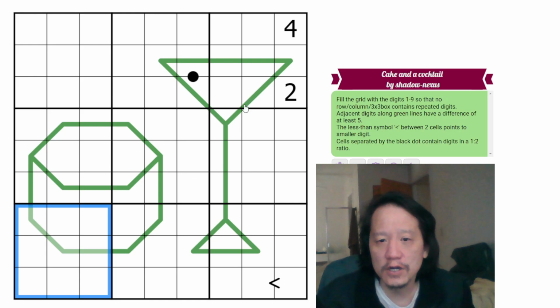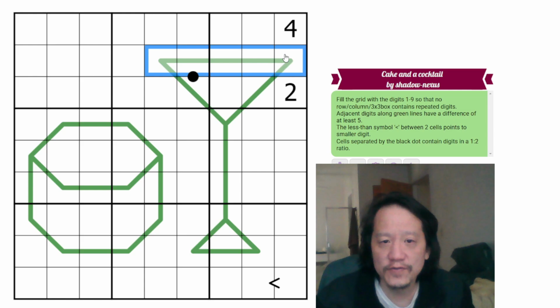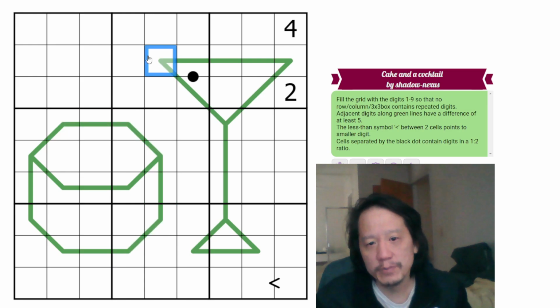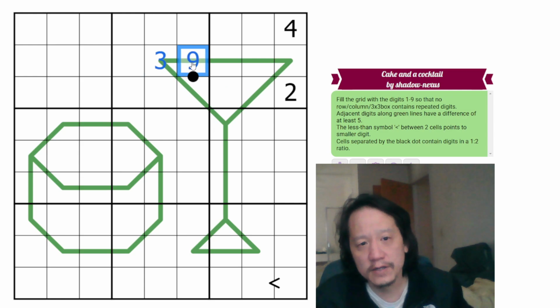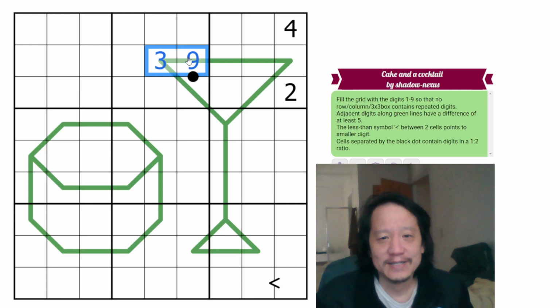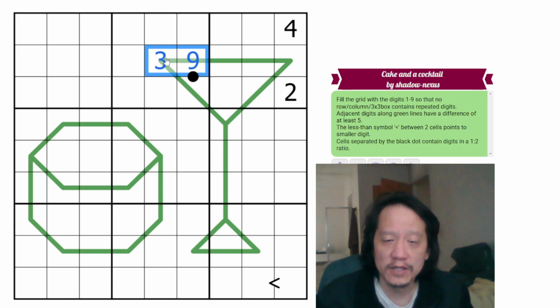Adjacent digits along a green line have a difference of at least 5. So this is the cocktail, and I guess this is the cake, and they both have green lines around them. So for example, if this were a 3, this would have to be an 8 or a 9. This is a German whisper line, so it has to have a difference of at least 5 between adjacent digits along the line. So that's why it has to be 8 or 9 to accommodate for that.